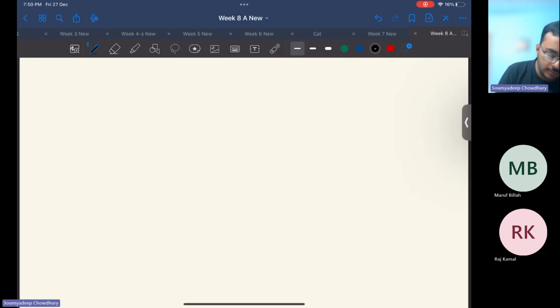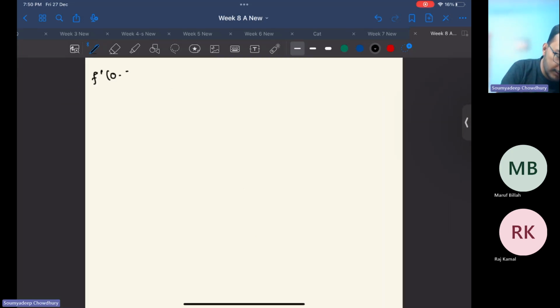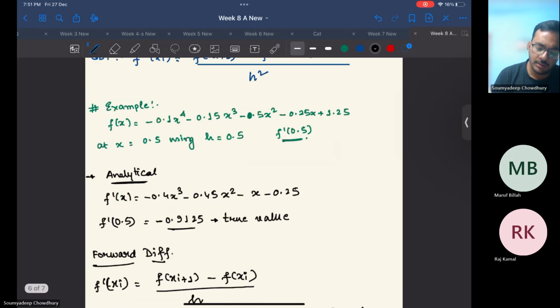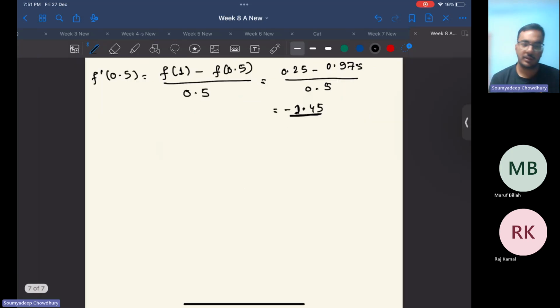So using forward difference, f dash of 0.5 equals f of 1 minus f of 0.5 upon 0.5, since xi plus 1 is 1 and xi is 0.5. If you substitute, at 1 the functional value is 0.25 and at 0.5 it is 0.975, upon 0.5, which gives minus 1.45. This is the derivative. The actual value was minus 0.9125, and using forward difference we are getting minus 1.45.